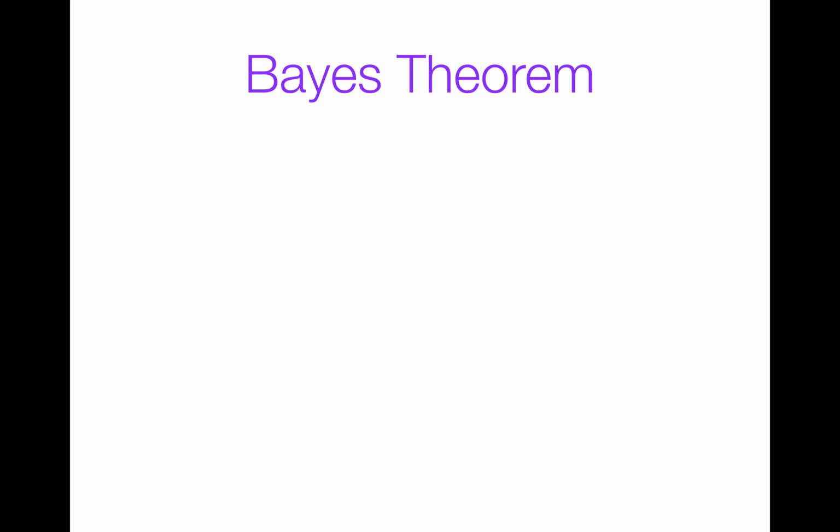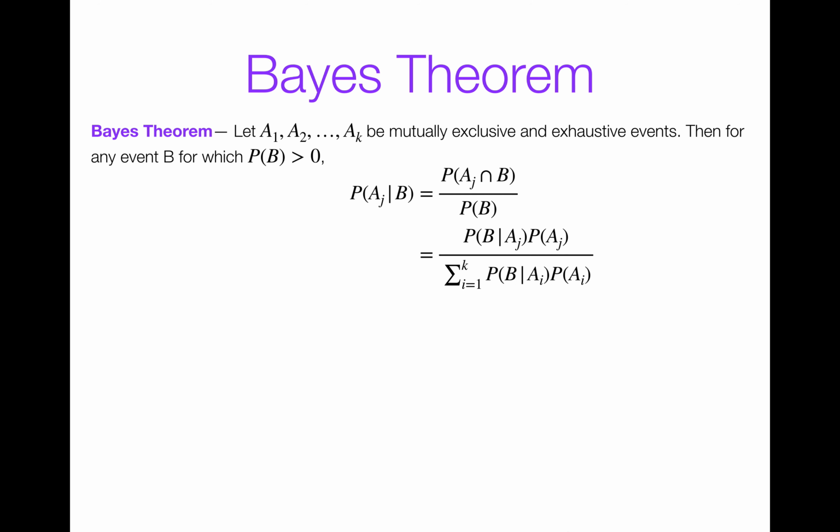Now we can talk about Bayes' theorem. Again, Bayes' theorem starts off with that set of mutually exclusive and exhaustive events, A1 through AK. And now we've got a second event, B, and we're going to stipulate that the probability of B has to be greater than 0. That's because probabilities need to be positive, and we don't want it to be 0 because we're going to divide by it.